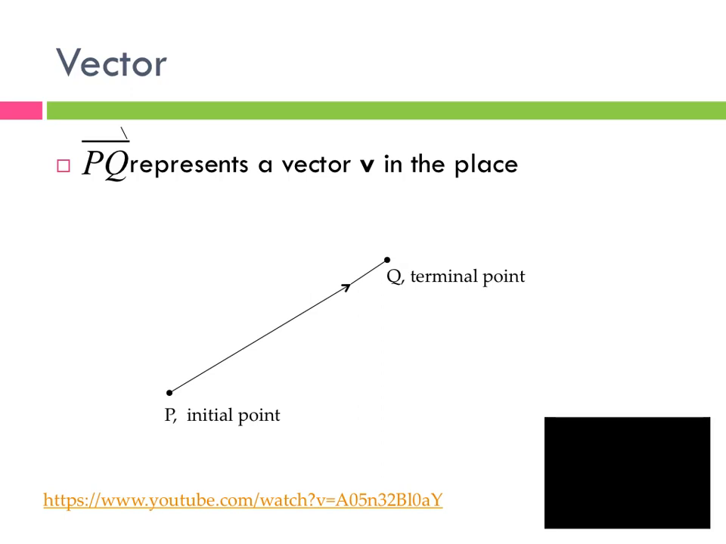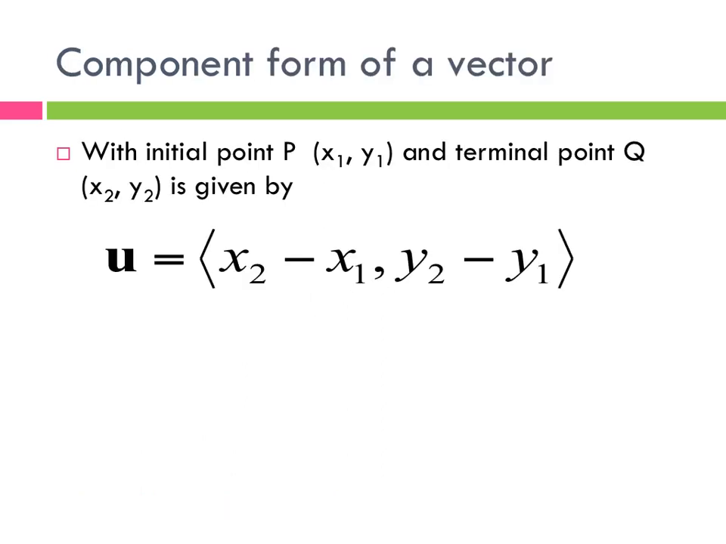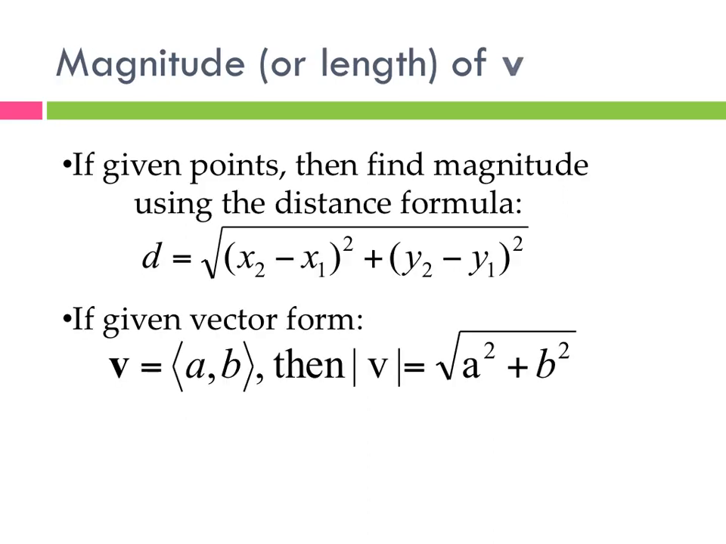So we talked about vectors. We talked about PQ representing a vector and the difference between the initial point and the terminal point, arrow always pointing towards that terminal point. We found the component form of the vector to be x2 minus x1 and y2 minus y1. And then we talked about magnitude. From the initial point and the terminal point, you can use the distance formula. Or from the component form, you can find it by the square root of a squared plus b squared.